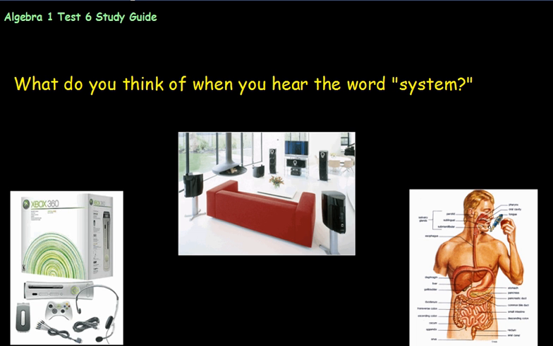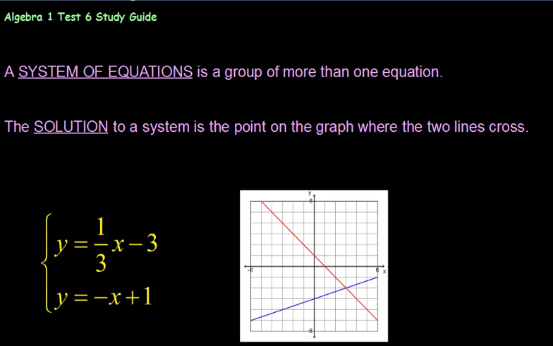Then you think about, well, what does that word system actually mean? Well, that word system means more than one. So it's not really a home theater system if you just had one speaker. In your digestive system, you have more than one organ that helps you process your food. So when we talk about a system of equations, it's just a group of more than one equation.